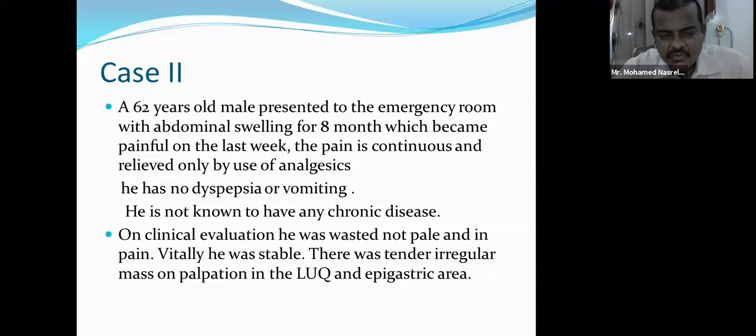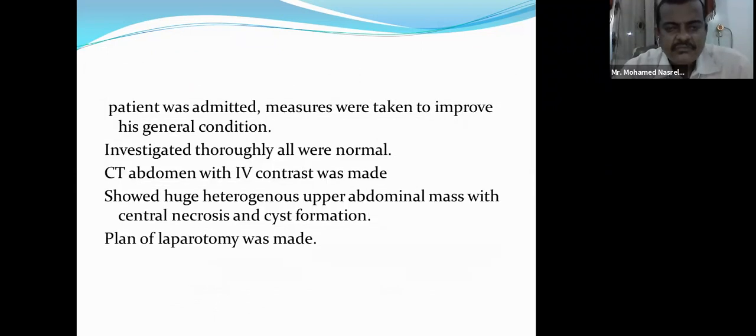On clinical evaluation, he was wasted, not pale, and in pain. Vitally, he was stable. There was a tender, irregular mass on palpation in the left upper quadrant and the gastric area. The patient was admitted. Measures were taken to improve his general condition. He was investigated thoroughly, and all results were normal.